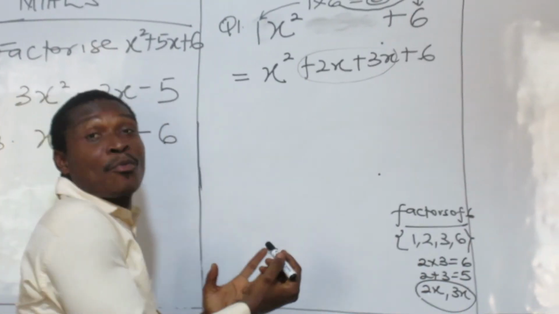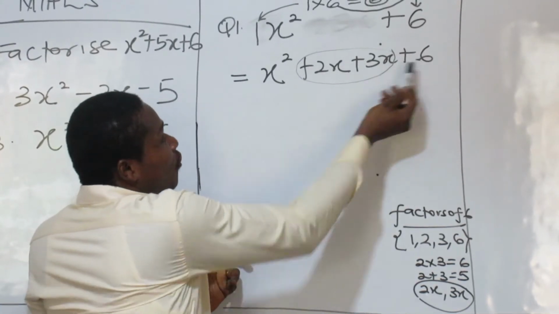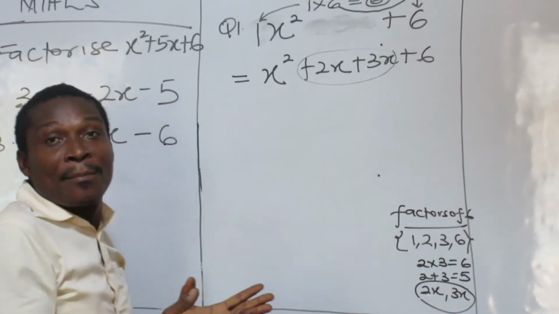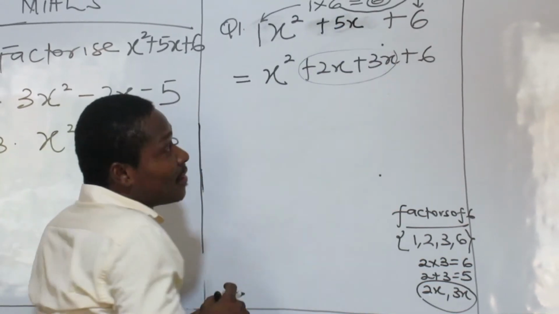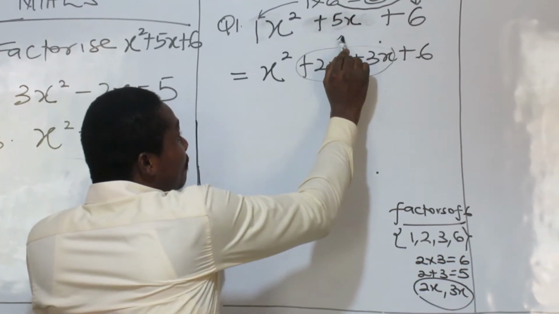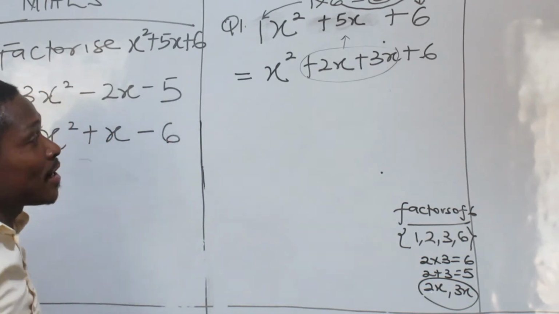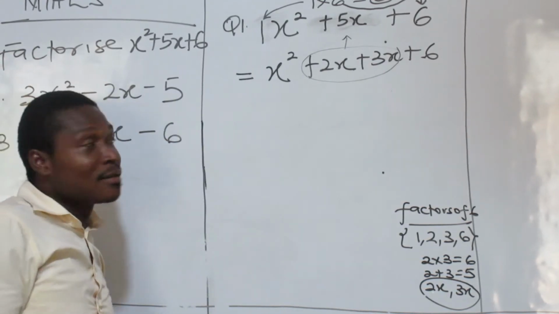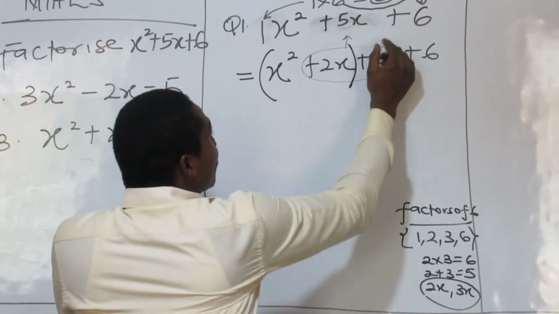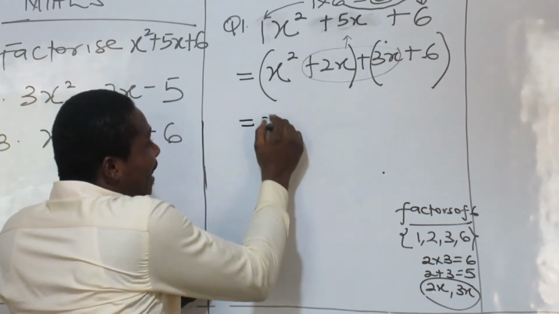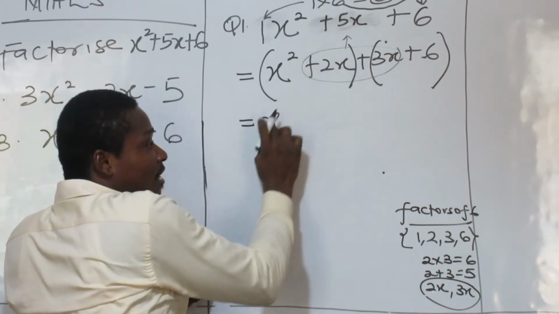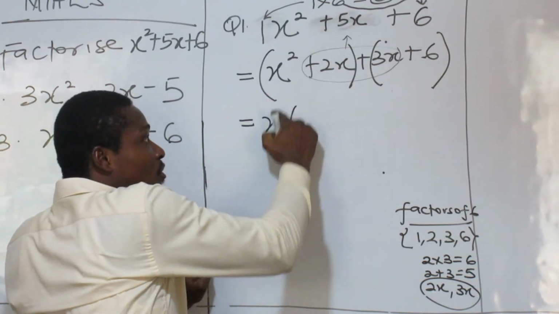Now we have a 4-term quadratic: 1, 2, 3, 4. We can group them. We can pair them together. 2x plus 3x produces 5x. So I use the method of grouping. Now I factor x out. There is x here, there is x. I factor x out. Now x goes into x squared.